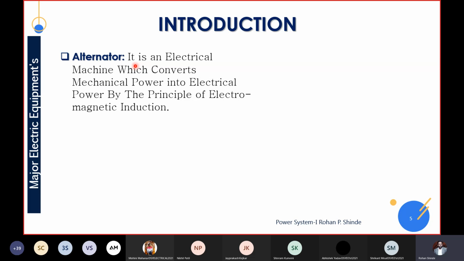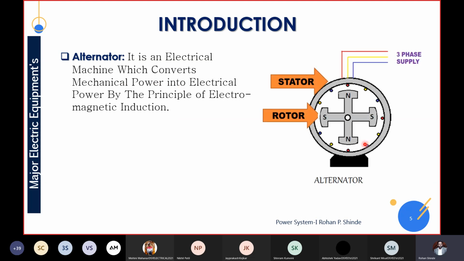windmill मध्ये asynchronous alternator वापरतात, but in all the other power plants a synchronous generator is used, that is nothing but an alternator. So an alternator is an electrical machine which converts mechanical power into electrical power by the principle of electromagnetic induction. This alternator works on which principle? Electromagnetic induction, and it converts mechanical power into electrical power. So see here, this is alternator.